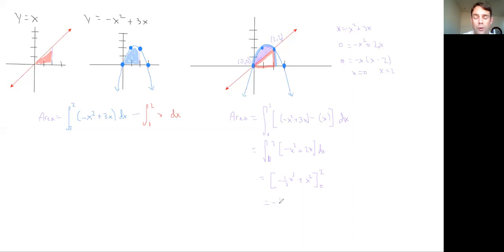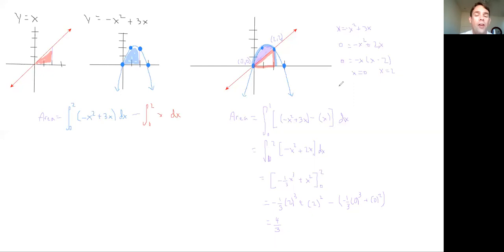So negative 1/3 times 2 to the third plus 2 squared, and then we're going to subtract the other area. So subtract negative 1/3 times 0 cubed. And from here on out, I'll probably just put that as 0. I wouldn't actually write it all in there. I think you guys at this point in time can do that. And when I calculate, I end up with 4/3. So the area between these two curves is 4/3.